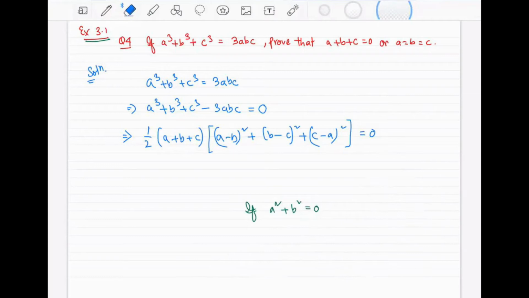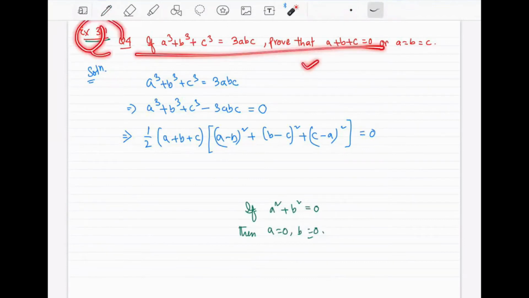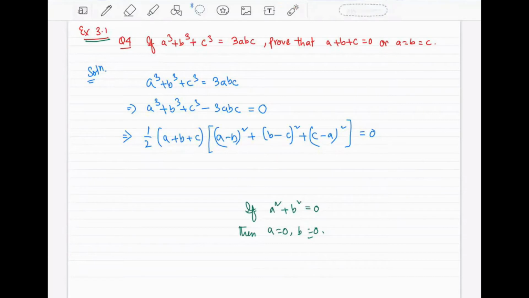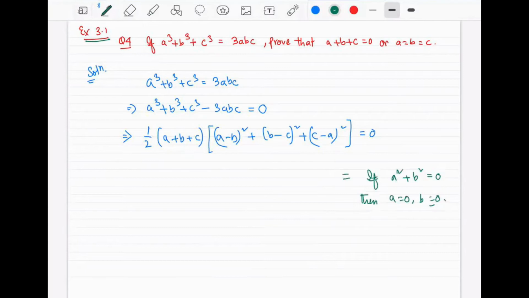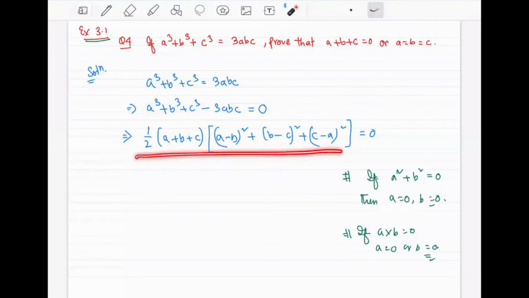If A square plus B square is equal to 0, then A is equal to 0 and B is equal to 0. Before you copy this actual question, you don't need to copy the question. You just say exercise 3.1 question number 4. For that convenience, I'm writing the exercise and question here. We are not changing it. So by abiding by these 2 conditions that I just gave, what was the first one that I gave? The first one was if A into B equal to 0, A equal to 0 or B is equal to 0. Okay, let's see.